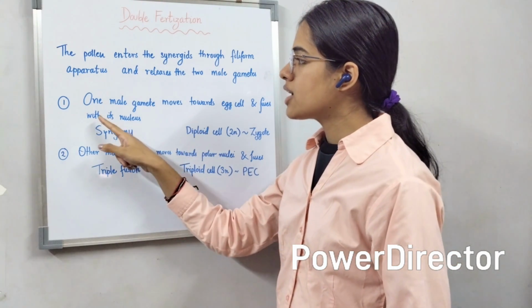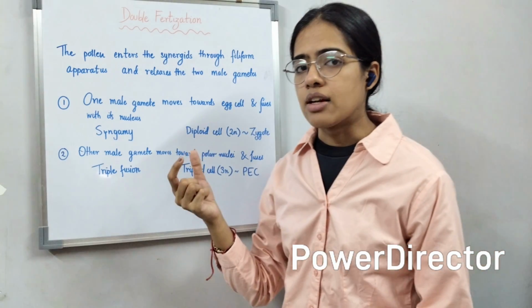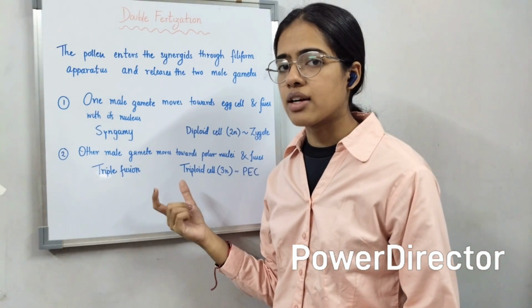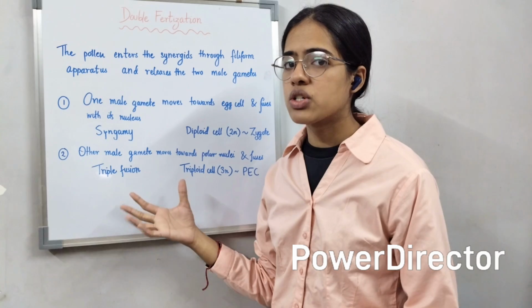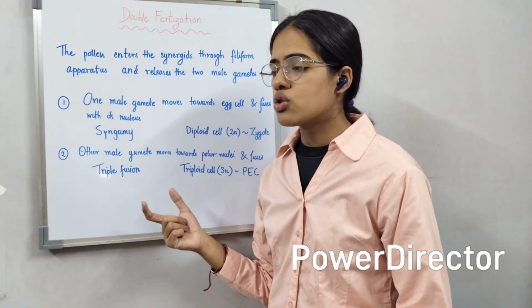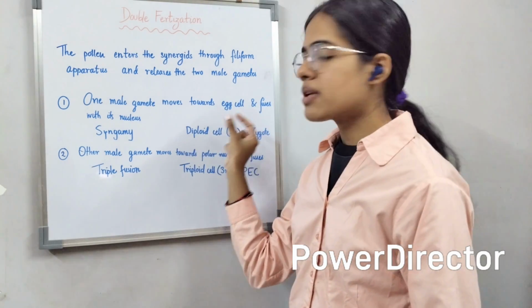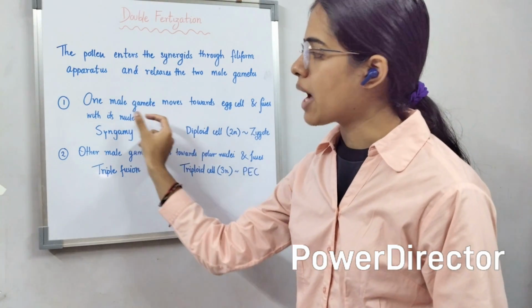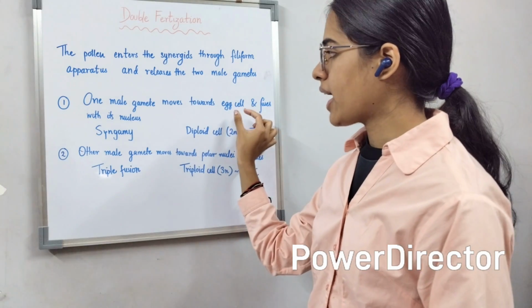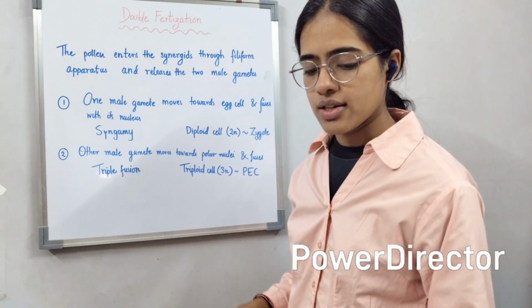So the first fusion is one of the male gametes. It moves towards the egg cell. So within the egg apparatus, there were multiple cells which I had explained. It is a seven-cell structure. So one of the cells is the egg cell. The egg cell is present inside the egg apparatus, and the male gamete moves towards the egg cell, and it fuses with the nucleus.